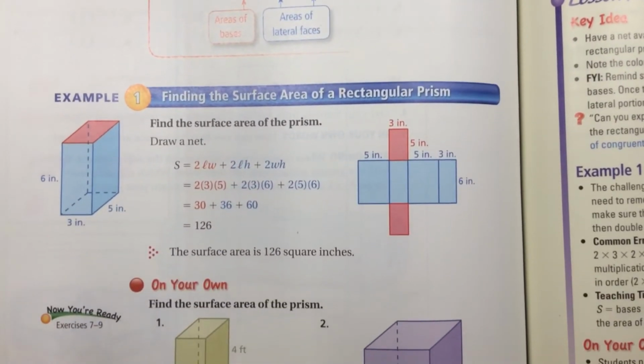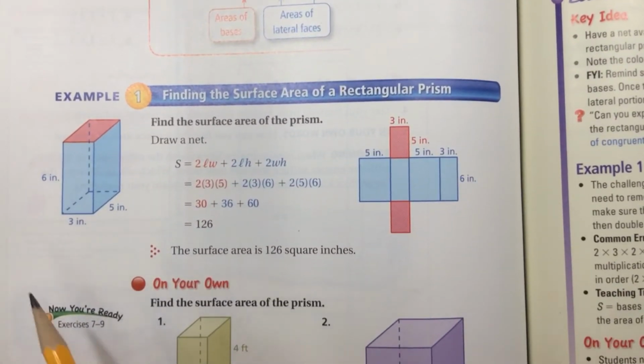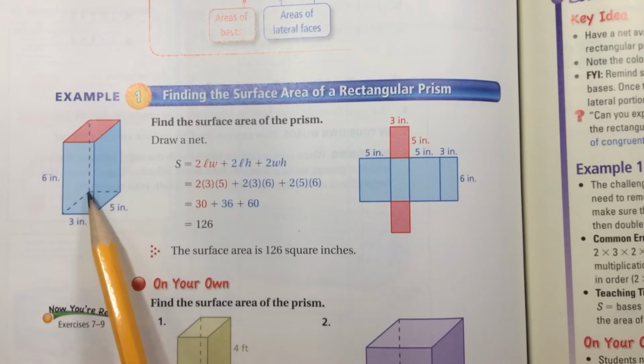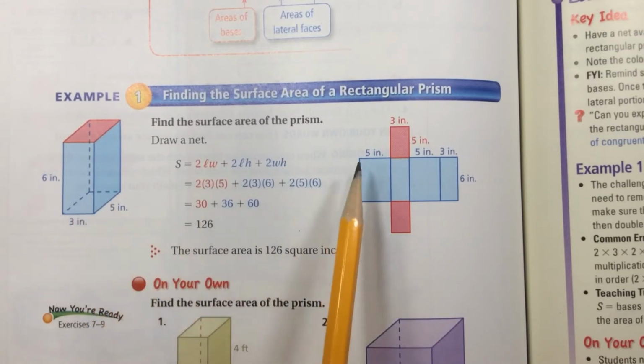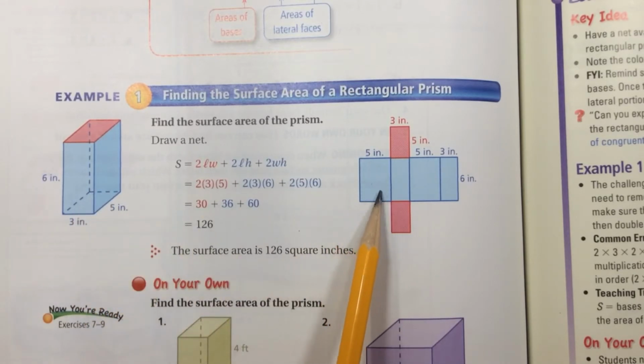Looking down at example 1 here, it says find the surface area of the prism. So here's the prism right here. And what they did for us is they broke it apart again. They won't always do that, but just for the first example so we can see what they're doing.